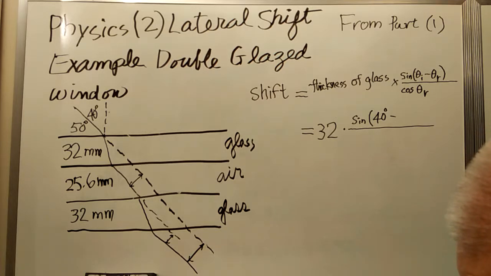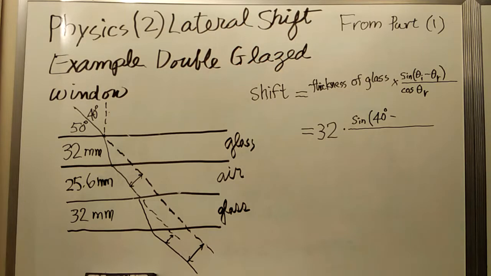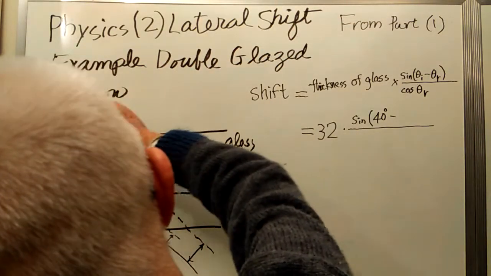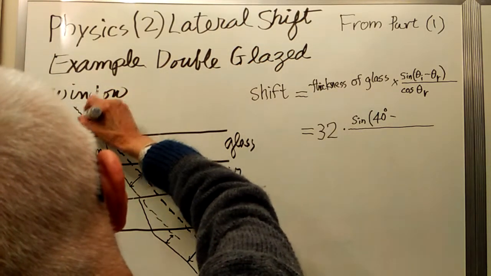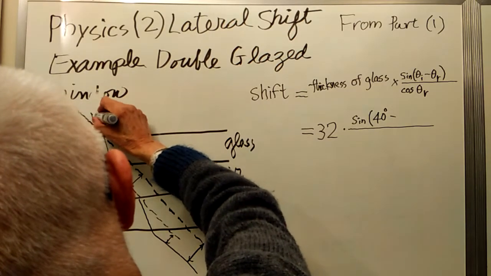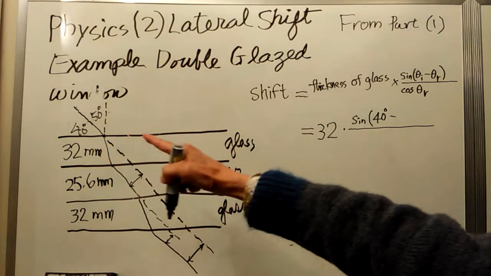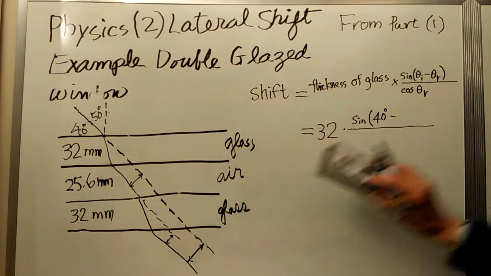Let me see this. Okay. I'm sorry, wait a minute. I copied the question wrong. This given angle is 40. Therefore, the angle of incidence is 90 minus 40, which is 50. Okay, so the angle of incidence is 50.